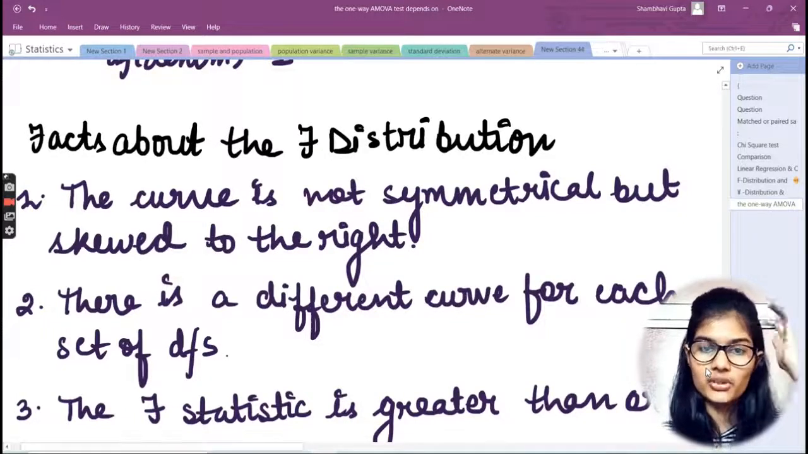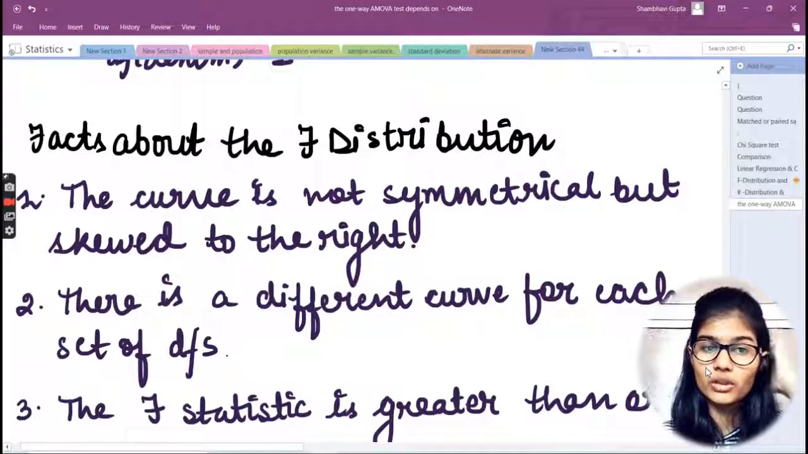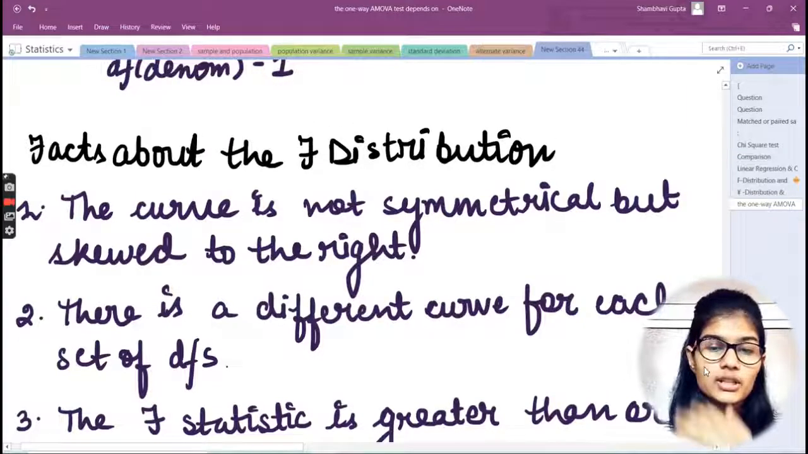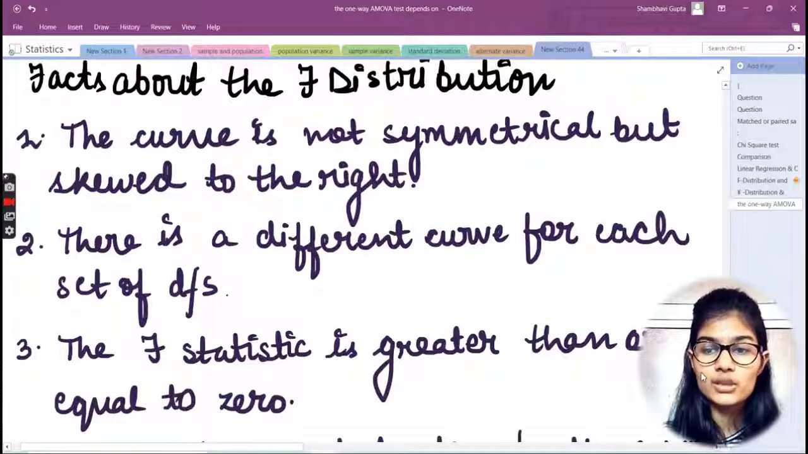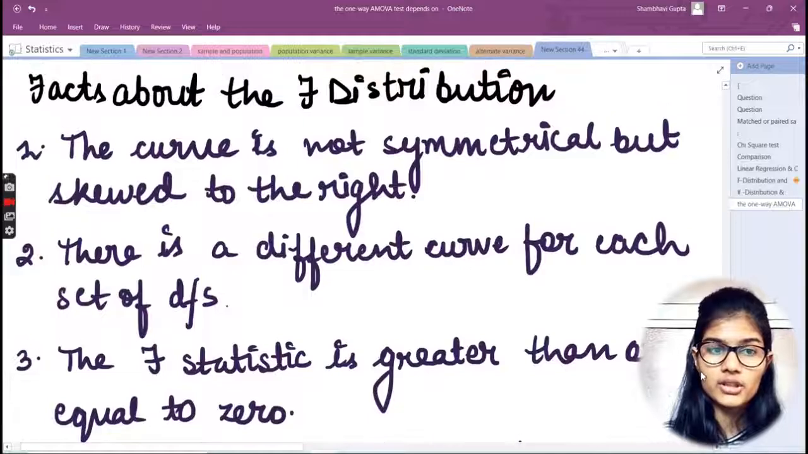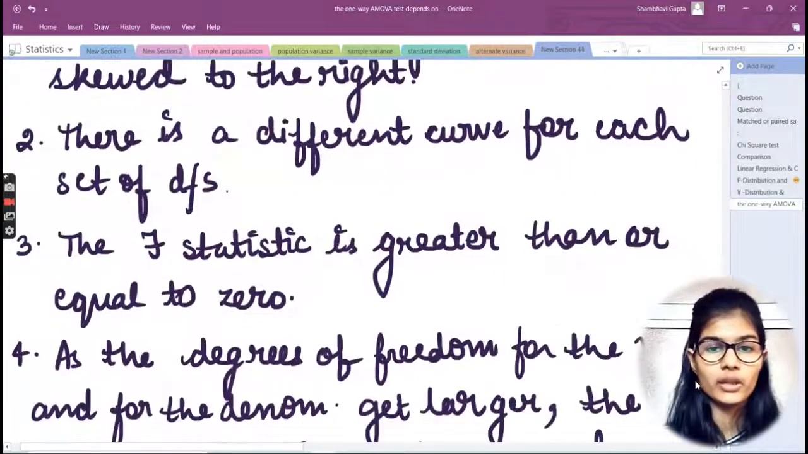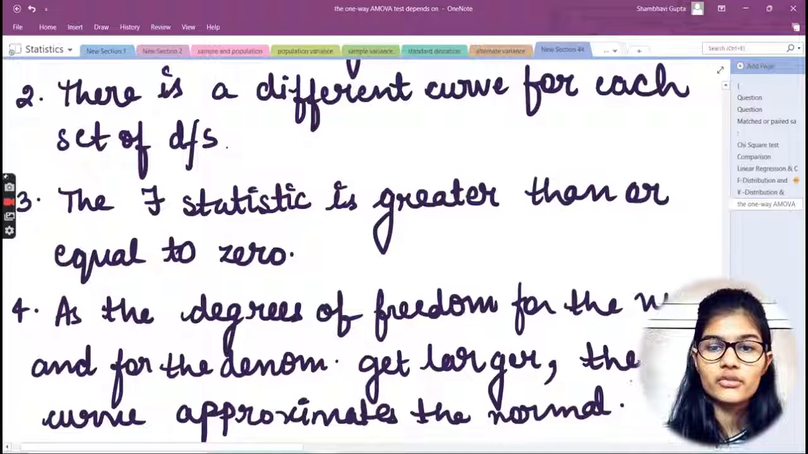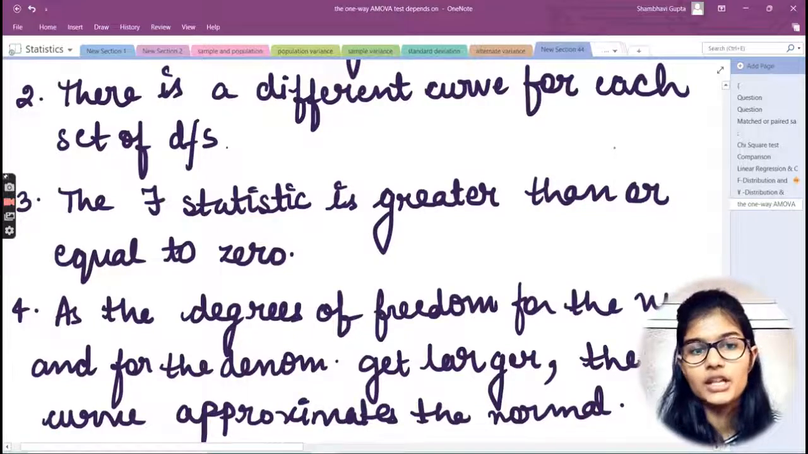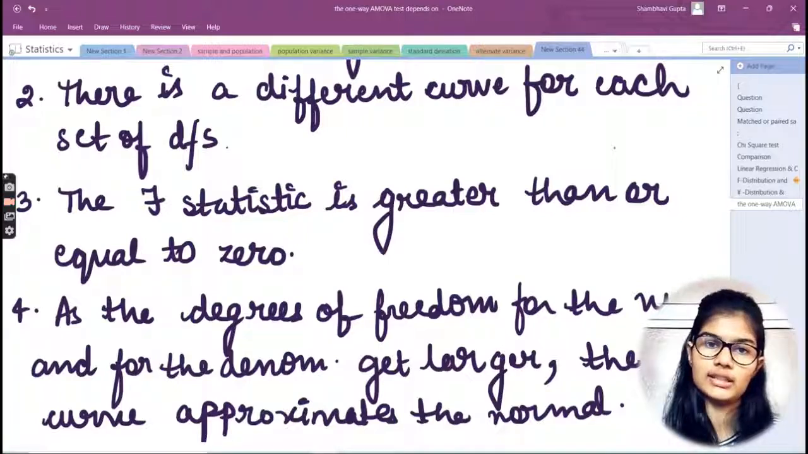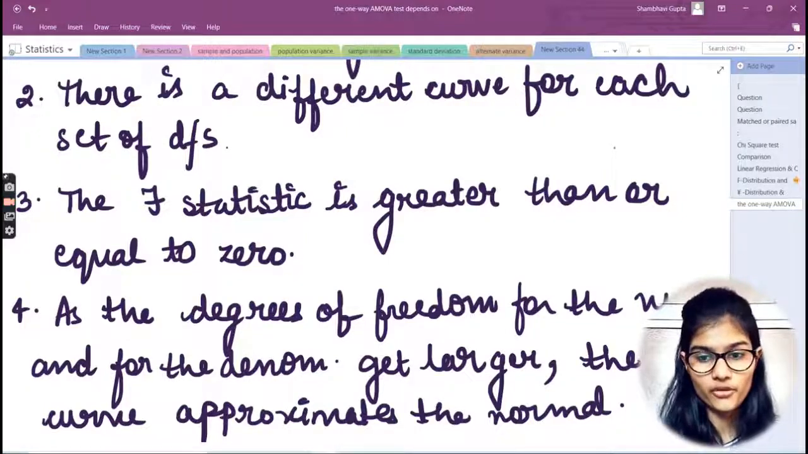So the curve which we have is not symmetrical. The curve which we get as an output is not at all symmetrical. It is basically skewed towards the right direction. It is skewed a little more. For each and every set of different degrees of freedom, for each and every set of DFs, we have a different curve. So as soon as the set of degrees of freedom values changes, the shape of your curve will also change, right?